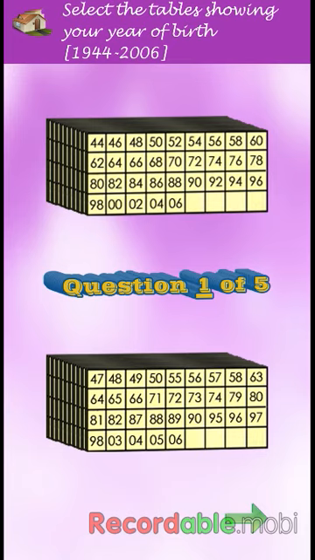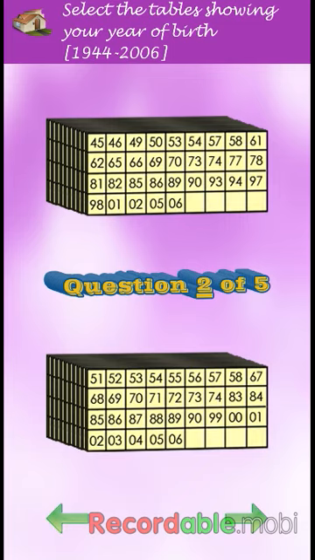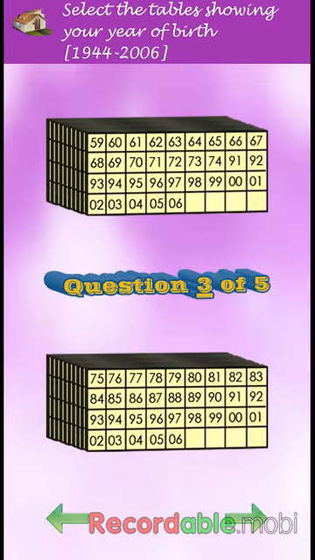The first 3 questions ask for your year of birth. You should select as many tables as match the questions. In our case, we should select this table and this table. Now we can proceed to the next question. And here, we should not select any table. And we should select the lower one.